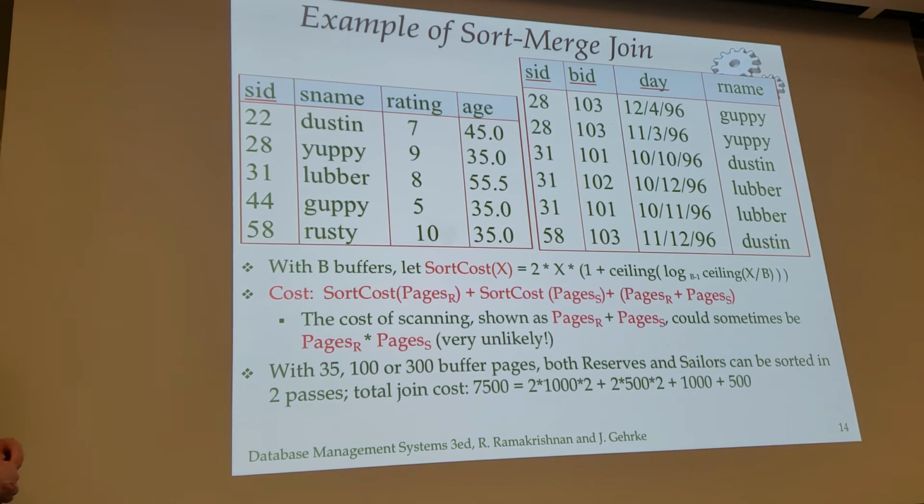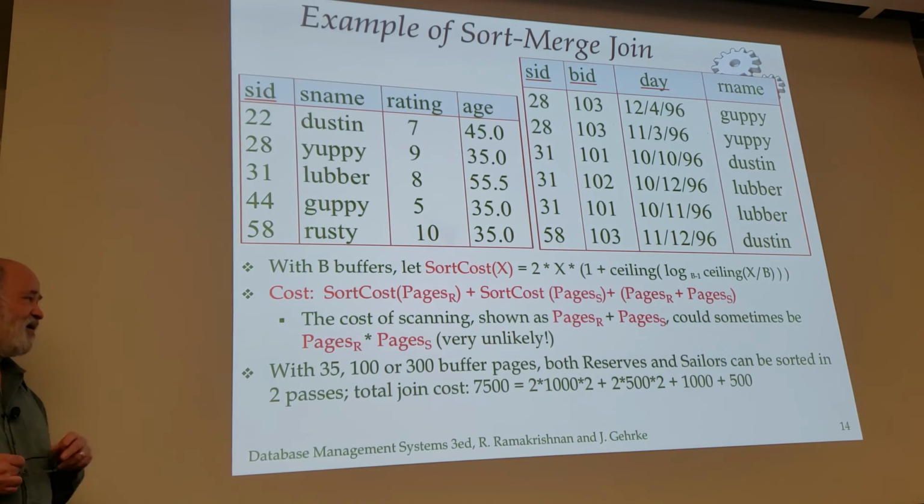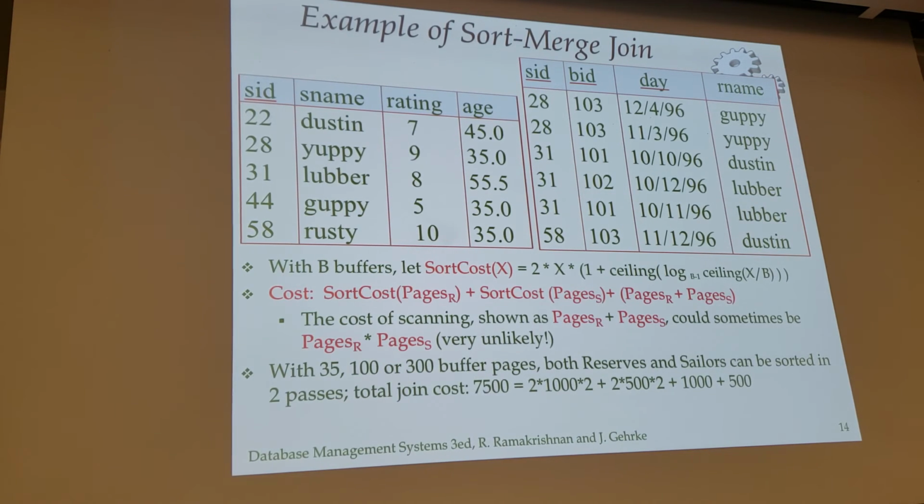So, again, as an example, if you had 35 or 100 or 300 buffer pages, that is, if B is 35 or 100 or 300, then the reserves and sellers can both be sorted in 2 passes. That's gonna be the thing where you end up having the ceiling of log base B minus 1 of ceiling of X divided by B. It's gonna be 2. The calculations are not very hard. If you have trouble figuring out what that is, take a look back at our sort lecture. But it's gonna be 2 passes.